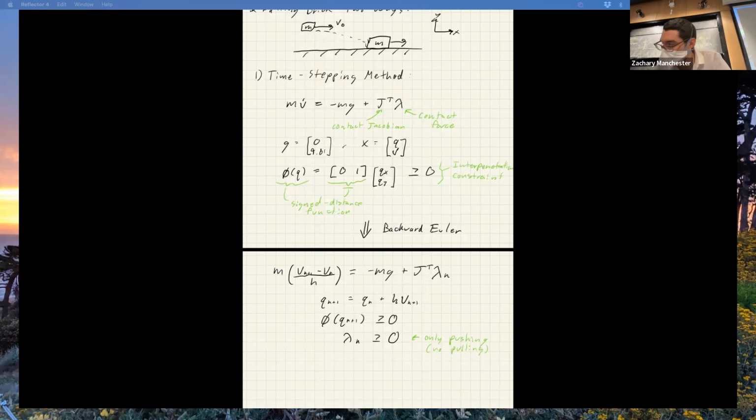And then the last one is this thing. So this is phi times lambda has to equal 0. And this one says that you can't have any force at a distance. That's saying you can only have a non-zero force if phi is equal to 0, if you're actually in contact. And if phi is positive, if you're in the air, then lambda has to equal 0. So this is saying no force at a distance, which also makes intuitive physical sense, right?